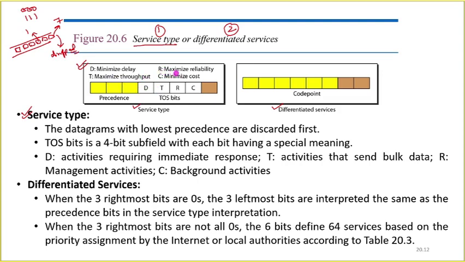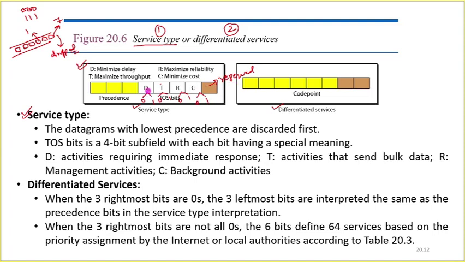R stands for maximize reliability. C stands for minimize cost. So what is this meaning? These bits can be either 0 or 1. Similarly, this can be 0 or 1. Similarly, this can be 0 or 1. And this one is basically a reserved one.